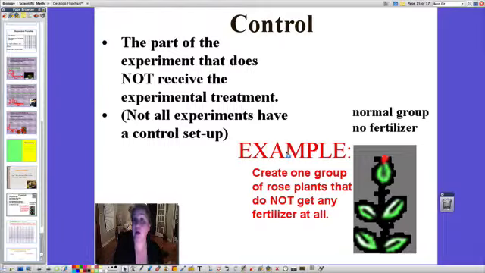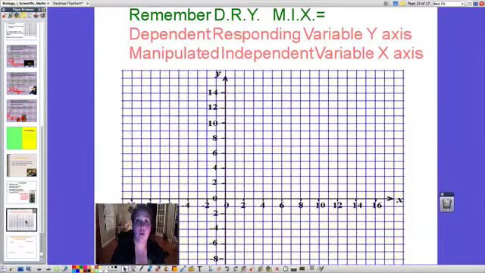Now, all of them are going to have the same pot, the same amount of water, the same type of soil. So those are all the constants. And then the control is the one thing that changes. Well, you're changing that variable, right? So that first plant that has nothing in it, that's going to be your control.